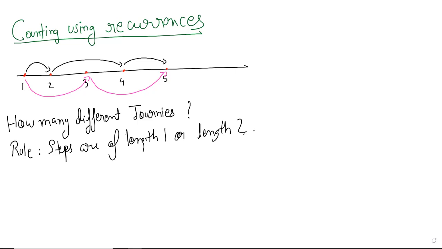Five. Right. So can you see what are the other 3 than these 2 that I've listed? 1 to 2, 2 to 3, 3 to 4, 4 to 5. Okay. 1 to 3, 3 to 4, 4 to 5. So this one is all length one steps, the one which you said first. Then you're saying 1, 2, 3. So that's like taking a step of length 2 first.